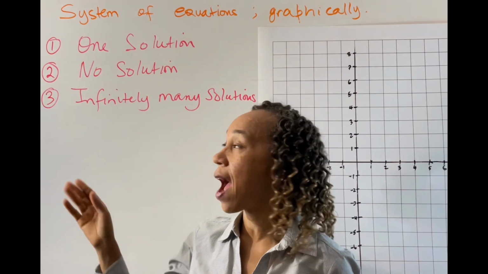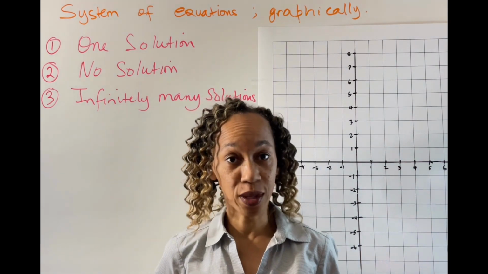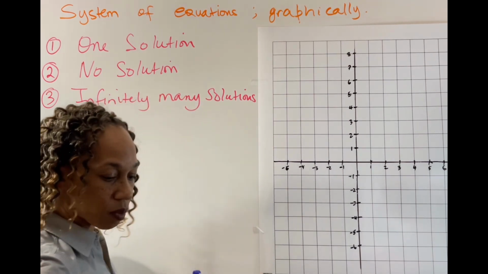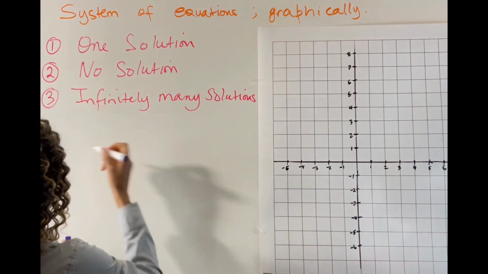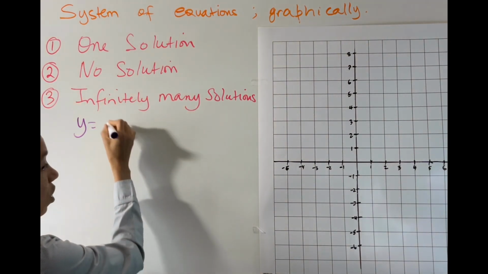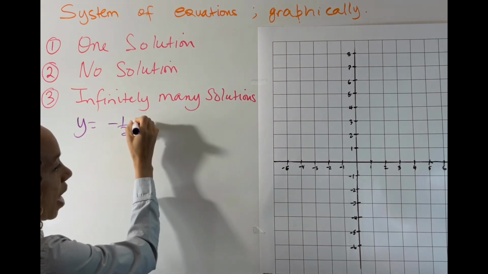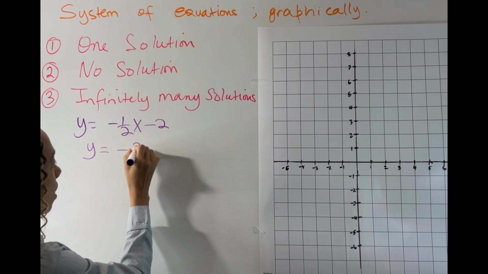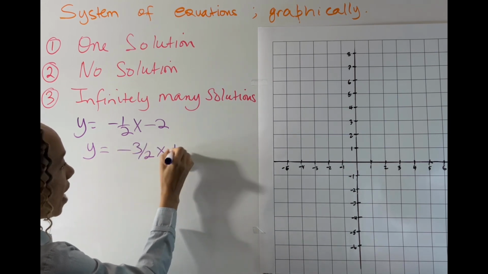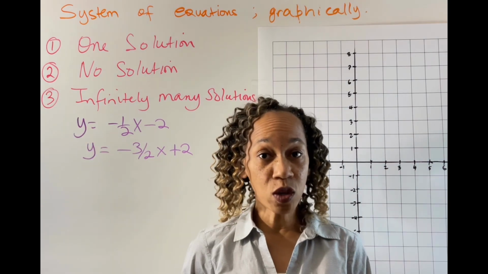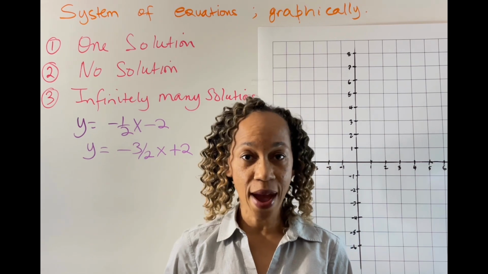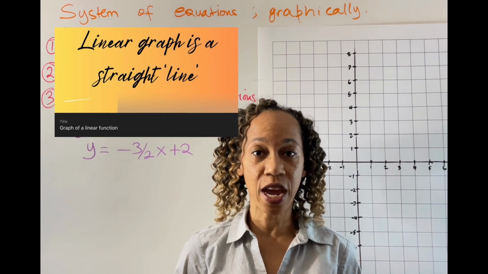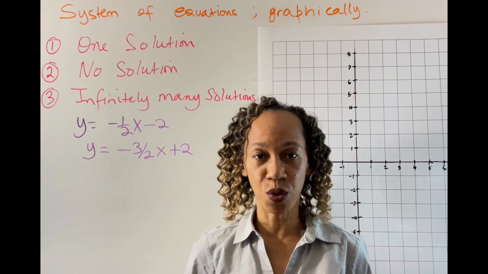I'm now going to graph all these three types for you. So let's get right into it. The first one, we're going to use y is equal to -1/2 x minus 2, and the other one is y is equal to -3/2 x plus 2. If you don't know how to graph a linear equation, you can go back and watch my video on how to graph a linear equation, and that will help you.